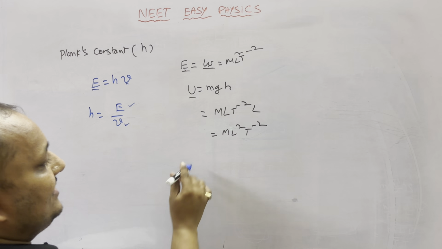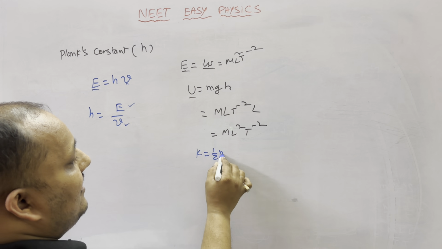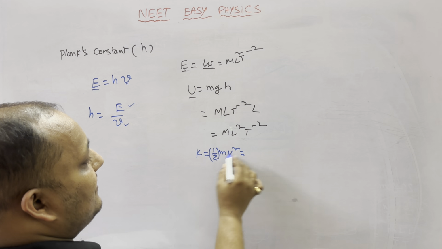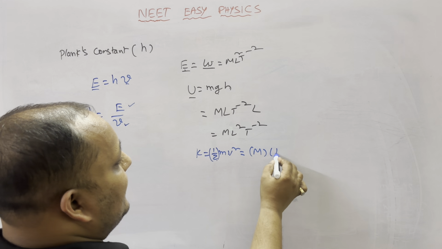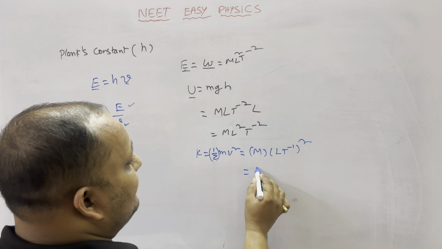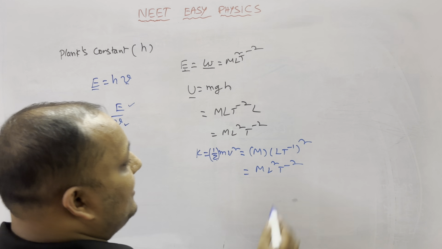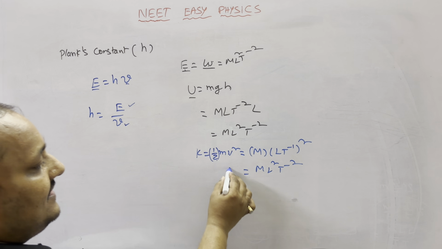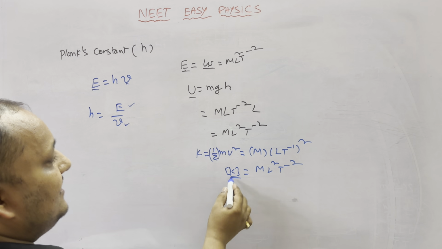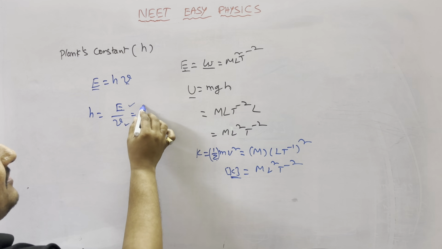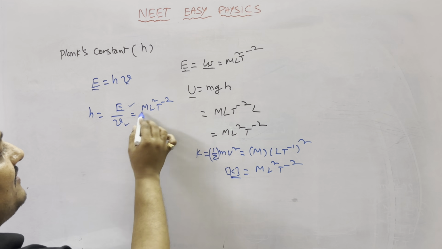If you write the kinetic energy formula, half m v square, half is a constant, m, and what is the velocity dimension formula? L t power minus 1 whole square, giving m L square t power minus 2. So this is the equation for kinetic energy. Therefore, the energy dimension formula is m L square t power minus 2.